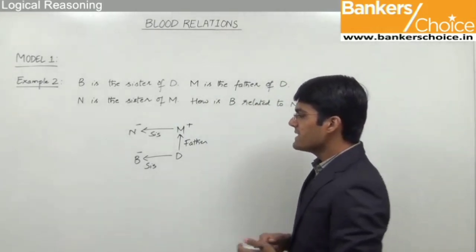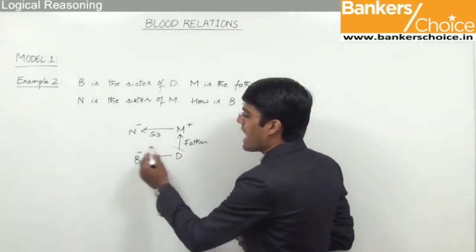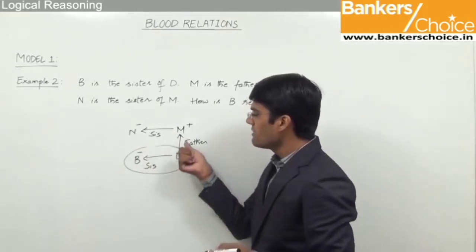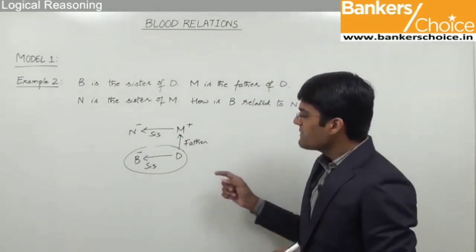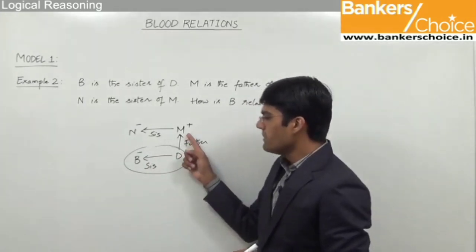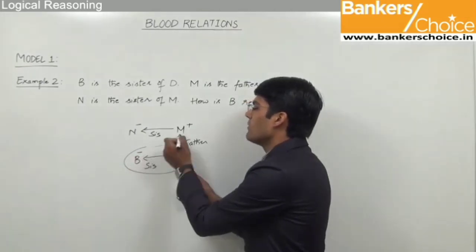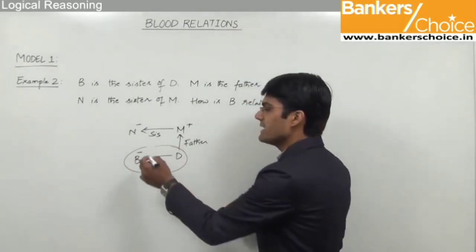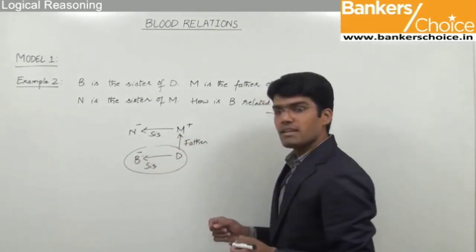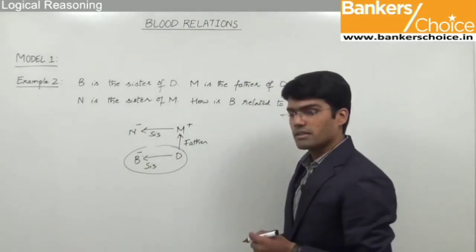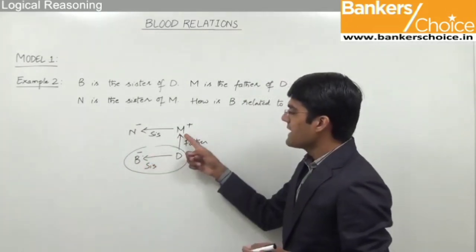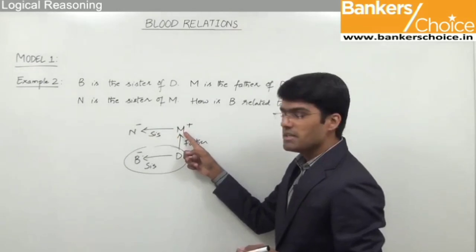Now we should establish the relationship between B and N. As you can see here, B and D are siblings because they are the children of the same parent. Now as we know that D's father is M and B is the sibling of D, very clearly B's father will also be M. So we can say that the relationship between B and M is that of a father and daughter. So B's father is M and N is the sister of B's father.